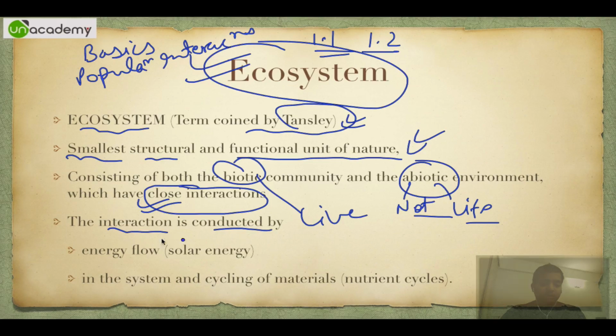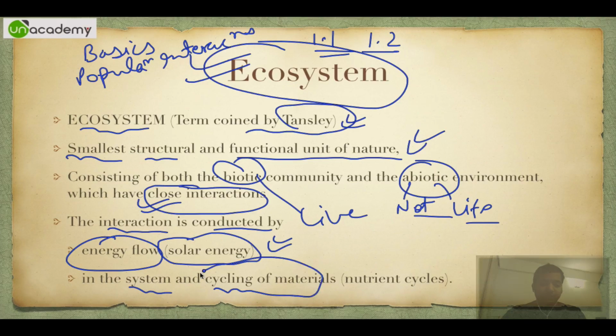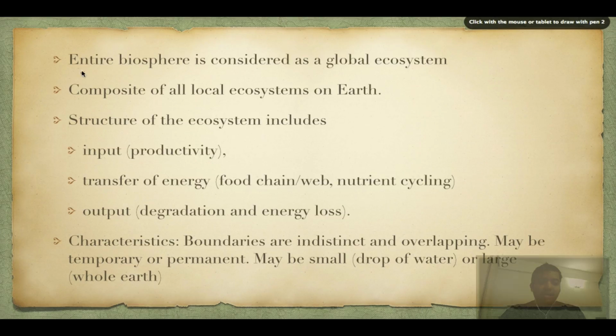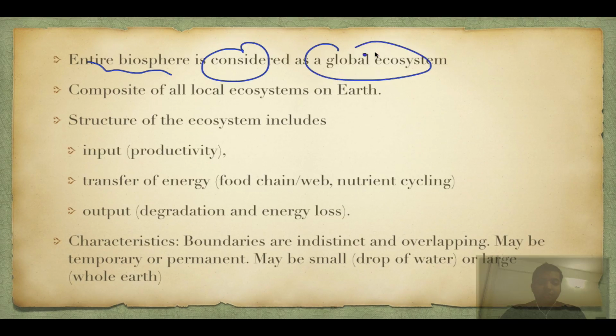The interaction is conducted by energy flow, that is by solar energy obviously, and by cycling of materials, that is the nutrient cycles. They are also called biogeochemical cycles. I'll deal with it in a later chapter, if I ever make a video again. So the entire biosphere is considered as a global ecosystem.